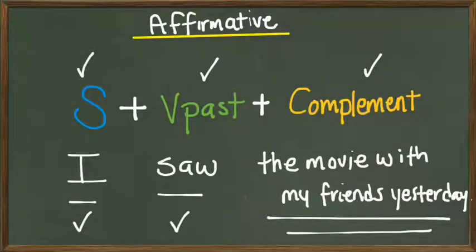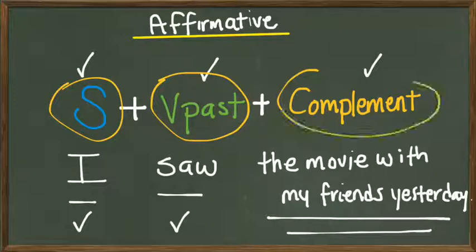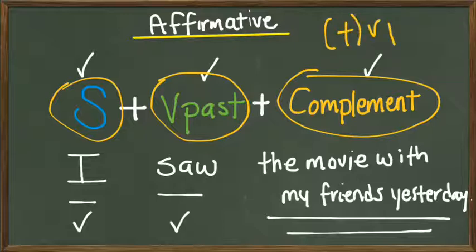The affirmative form formula is subject, verb in past, and complement. And the most important thing you have to always remember is that we only use the verb in past in the affirmative form. Only. You will have to memorize a lot of verbs in past only to express this form of English, the simple past.